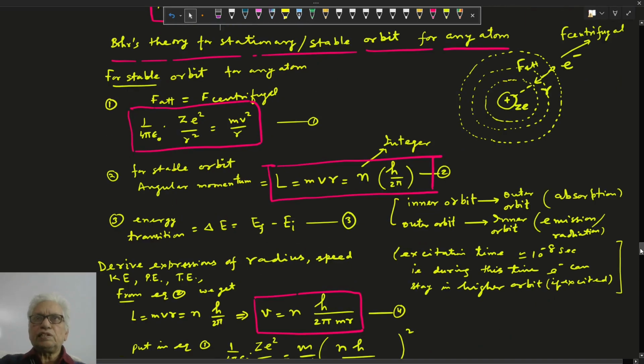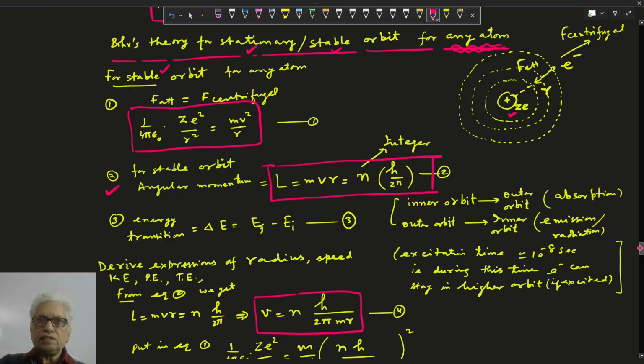Now, Bohr's theory for the stationary or stable orbit for any atom, not only the hydrogen atom. For hydrogen atom Z is equal to 1, but we are taking any atom here. The first postulate given by Bohr's theory regarding the stable or stationary orbit: attraction force must be equal to centrifugal force. In the attraction force, Z will also come here, because the positive charge in the nucleus will be Ze, and the electron's charge is e. So this attraction force is equal to centrifugal force.